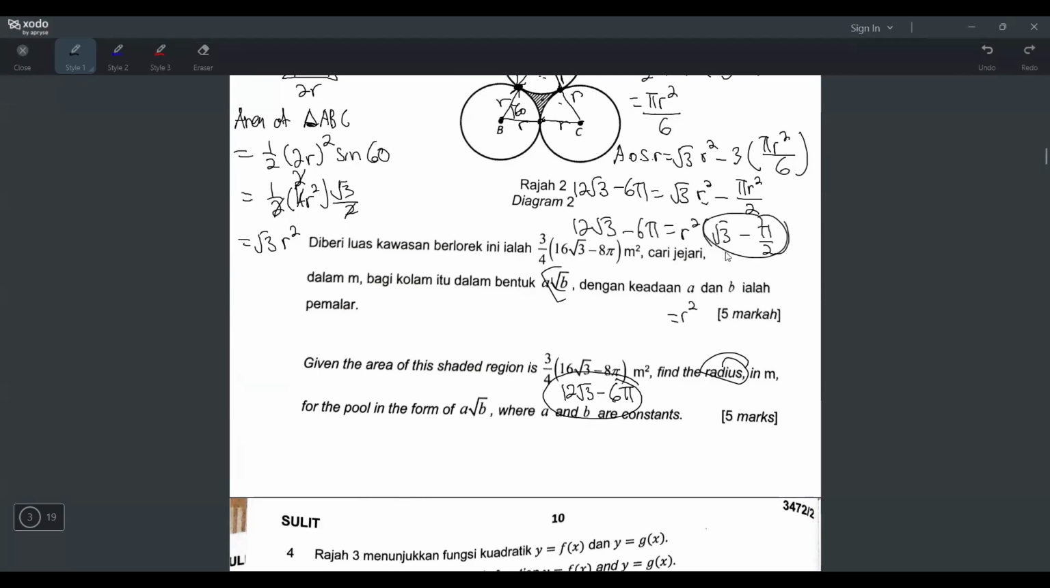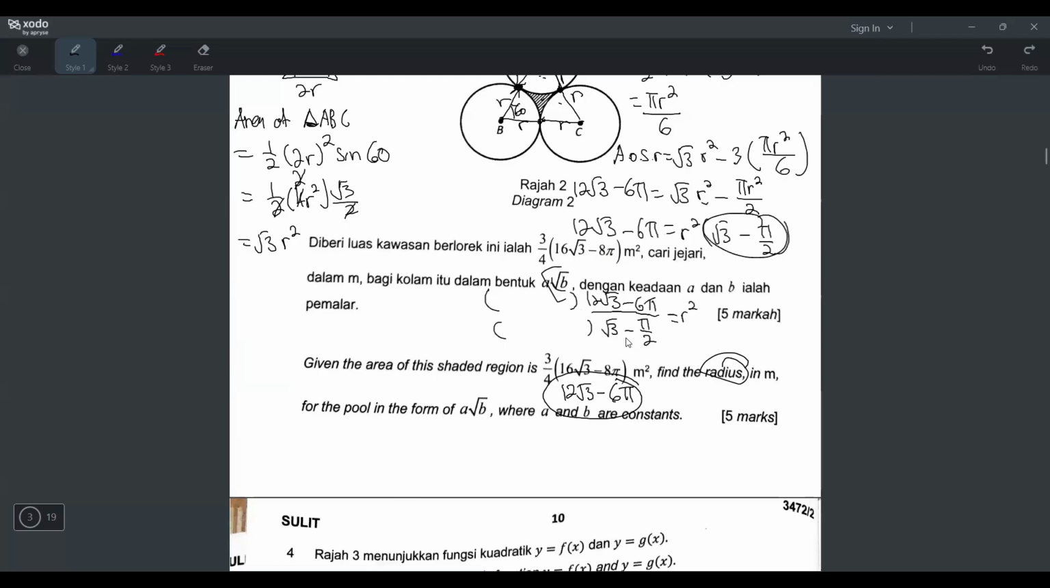You will move this whole thing to the other side, it becomes division, right? So it will look like this. It will be 12 square root 3 minus 6 pi divided by square root 3 minus pi over 2. But the question mentioned they want us to write our answer in this form. So definitely we have to rationalize the denominator. It means we have to remove the square root at the bottom. Otherwise you cannot write your answer like this.